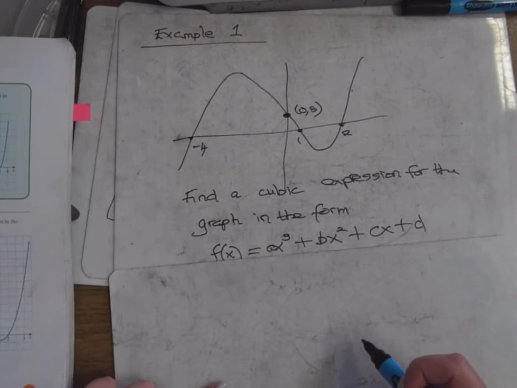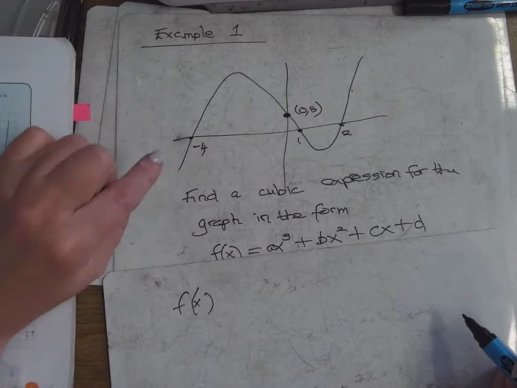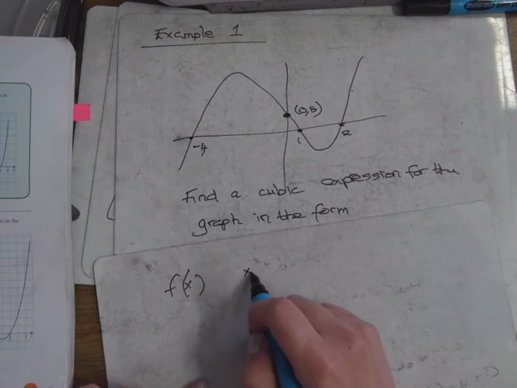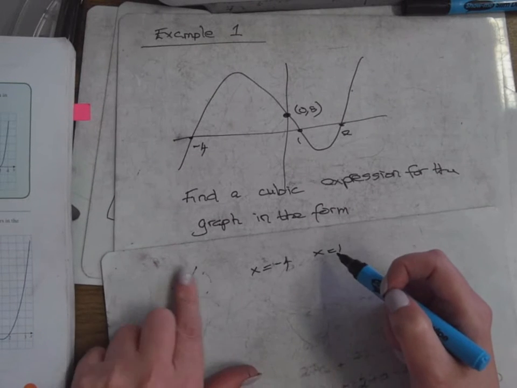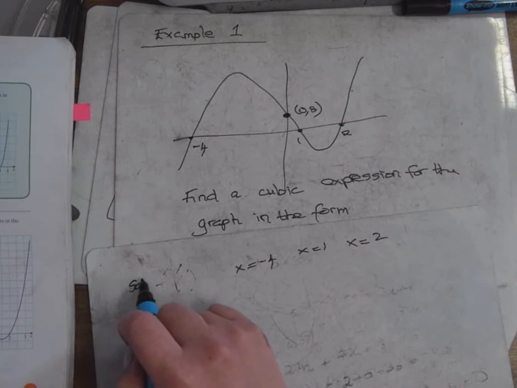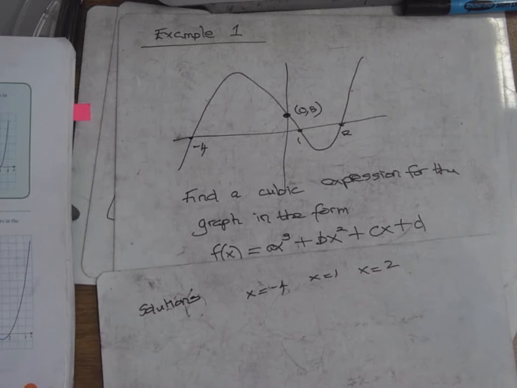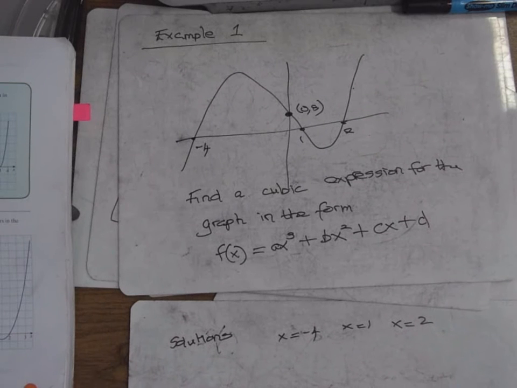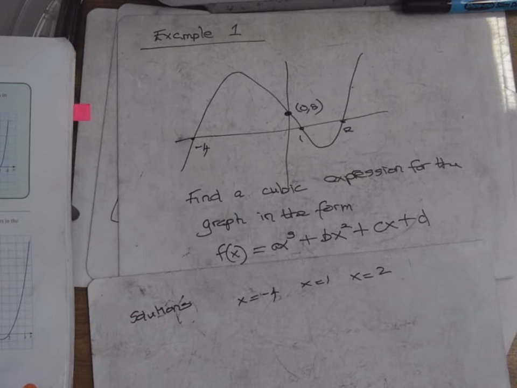Okay, so the general form, girls, is, right, where it cuts the x-axis, that's the solution. So the solutions are x is equal to minus 4, x is equal to 1, and x is equal to 2. Isn't that right? These are solutions. Right, so they're the solutions. Is that alright? Okay, you know where I got those? From the graph. Okay, got the solutions from the graph.